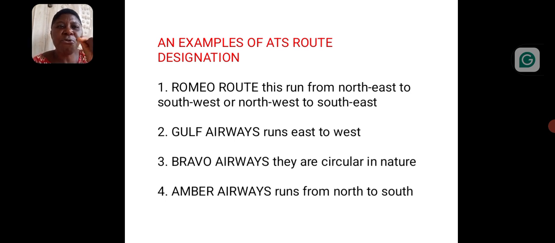Then we have the Bravo Airways or Bravo air route. They are circular in nature. Okay. Then we have the Amber Airways or air route. This runs from the north to the south or from south to the north.